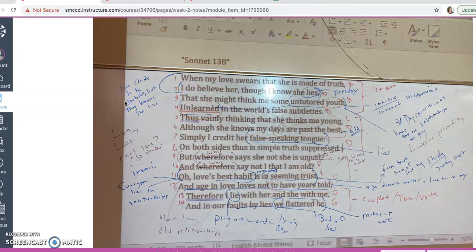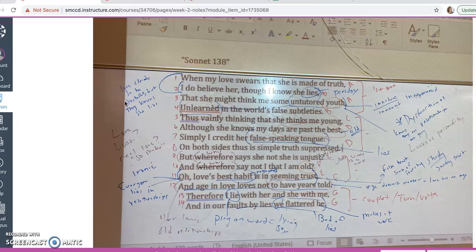Okay, let's go ahead and read it. When my love swears that she is made of truth, I do believe her, though I know she lies. That she might think me some untutored youth, unlearned in the world's false subtleties. Thus vainly thinking that she thinks me young, although she knows my days are past the best. Simply I credit her false-speaking tongue, on both sides thus a simple truth suppressed. But wherefore says she not she is unjust, and wherefore say not I that I am old? Oh, love's best habit is in seeming trust, and age in love loves not to have years told. Therefore I lie with her, and she with me, and in our faults by lies we flattered be.